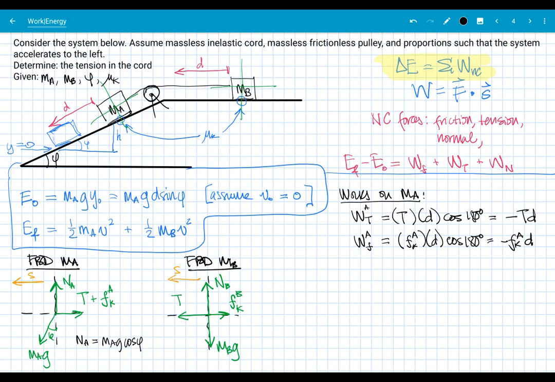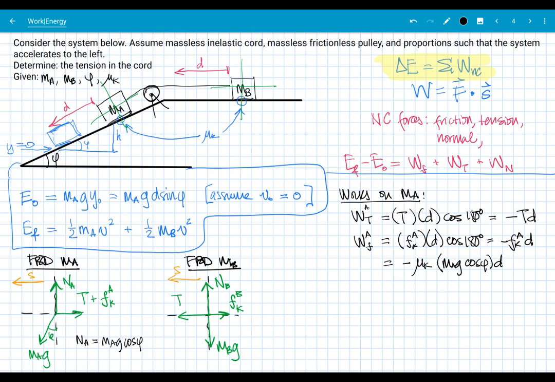So in other words, I can rewrite this as negative mu k, the weight of block A, cosine phi, so we're just looking at that component, times d. And then the only other force on block A is the weight, and that's a conservative force. So we are not worrying about that.